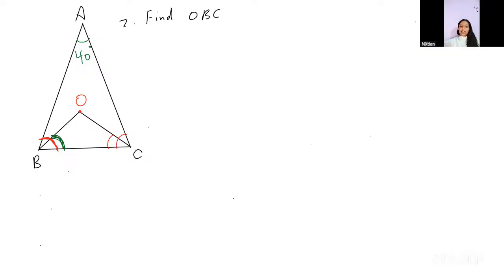Now see, angle ABC is 70 degrees. Ma'am, can I do something? You can tell the answer to this, Abraham. What is angle OBC? Ma'am, this is an isosceles triangle, right? Yeah, right.